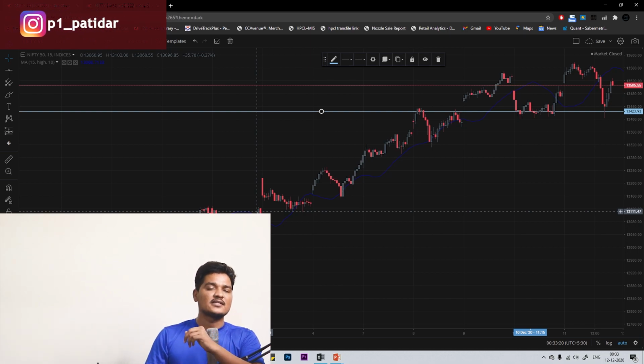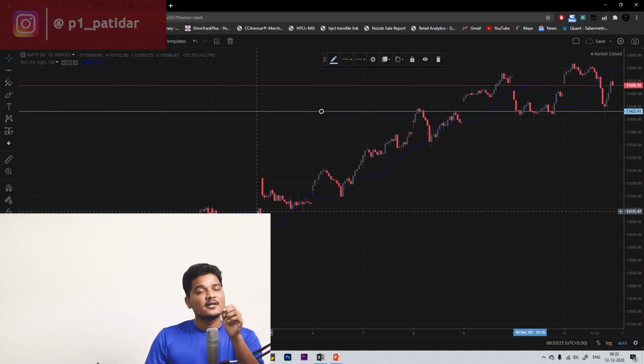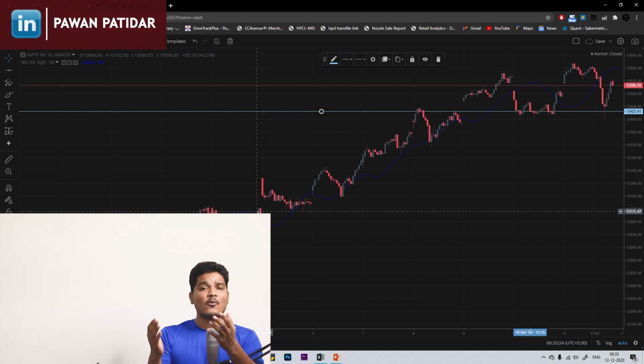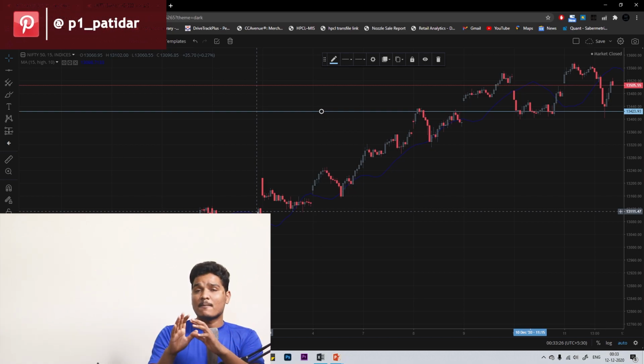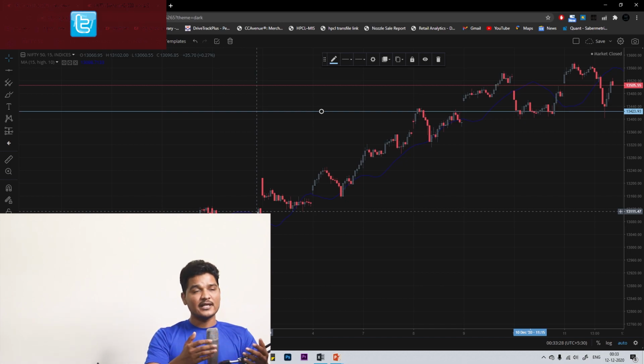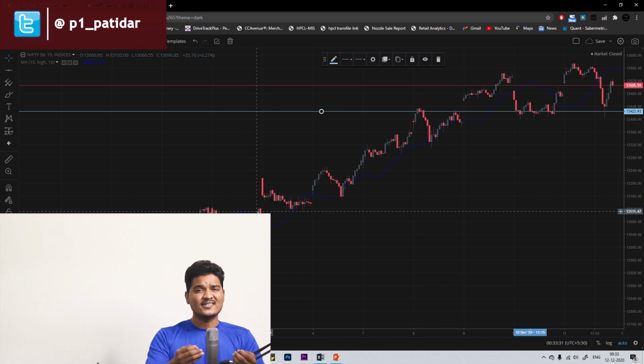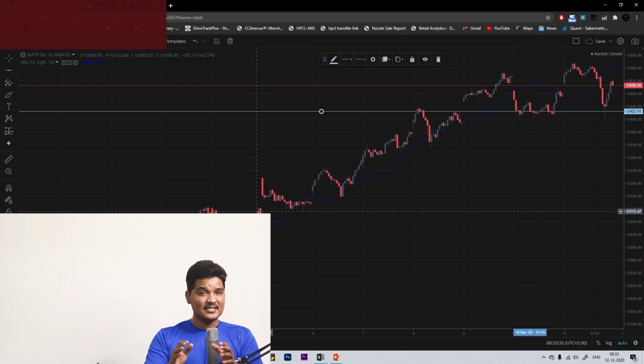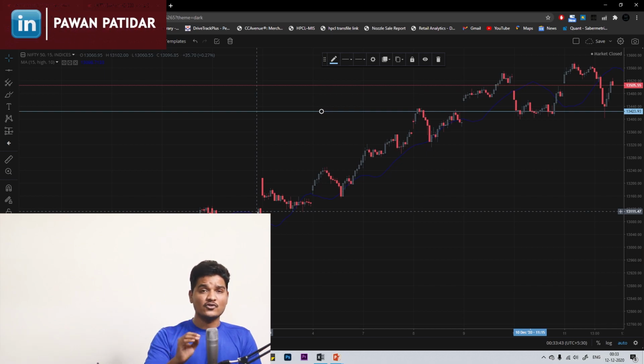And where will be your resistance? Well, you cannot draw resistance here because there is no point where Nifty has touched multiple times. If you take one point where Nifty has touched twice, then it will not be a strong resistance. Hence, it can be easily broken and you cannot say it is a resistance. So what I would advise you? Well, you can take the resistance 300 to 400 points above your support. That will be your resistance.